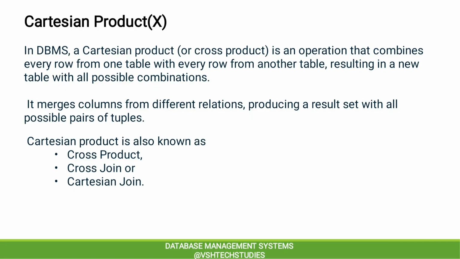First, let us know what the Cartesian product is, which is represented by the cross symbol. In a database management system, the Cartesian product or cross product is an operation. It combines every row of one table with every row of another table, resulting in a new table with all possible combinations. That is, it merges columns from different relations or tables, producing a result set with all possible pairs of tuples or rows. The Cartesian product is also known as cross product, cross join, or Cartesian join.